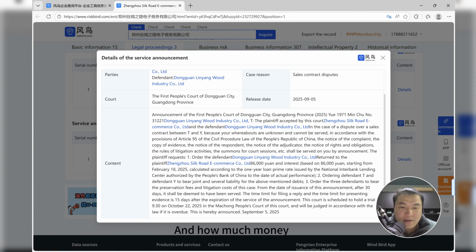And how much money? Here it's 86,000 yuan. More than 10k. Wow, it's a lot. So now we can understand what happened here with this case, and we can also check this company, because we noticed this company was doing something bad. If we encounter this company, we may face bad things as well.